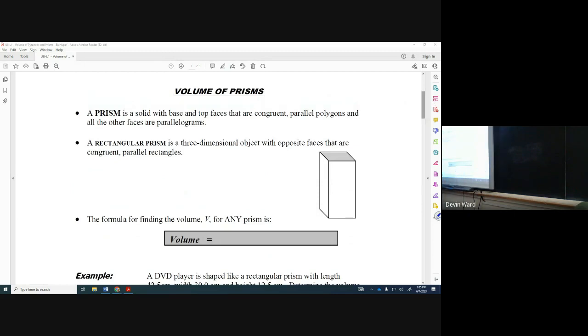So a prism is a solid with a base and top faces that are congruent, parallel polygons, and all the other faces are parallelograms. Okay? It's a long way of saying that it's essentially a box. Okay? So we'll have a base at the bottom. I'm going to draw it in there. So the base and the top are the same shape. So this one, they're both squares. They can both be squares, they can both be rectangles. It doesn't matter. Okay? And they're parallel to one another. Okay, so they're not going to run into each other. And all the other faces are rectangles.